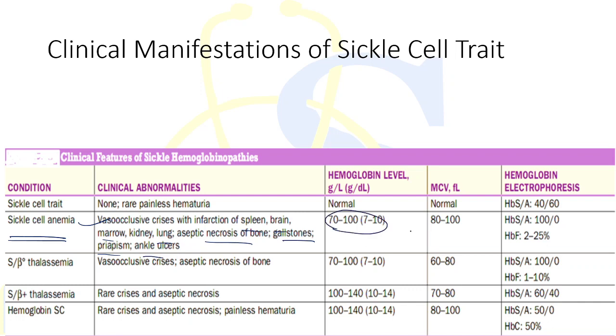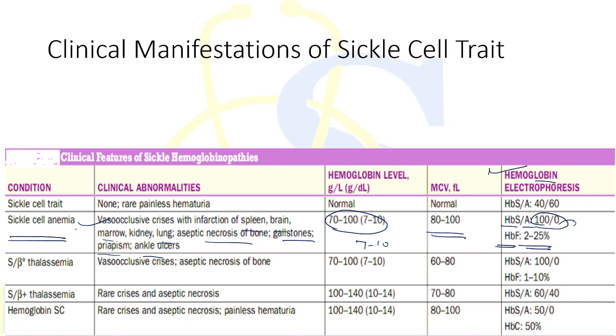The hemoglobin levels are typically 7 to 10 gram per deciliter. It is a normocytic normochromic anemia. When we do the hemoglobin electrophoresis, the hemoglobin S to A levels are 100:0. That is, hemoglobin A is totally absent and the fetal hemoglobin is in the range of 2 to 25%.